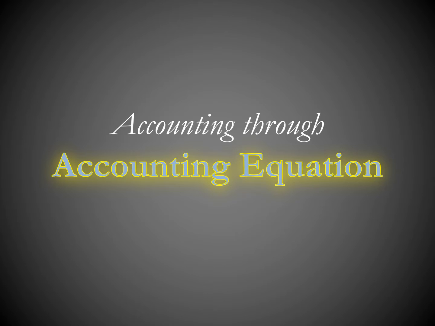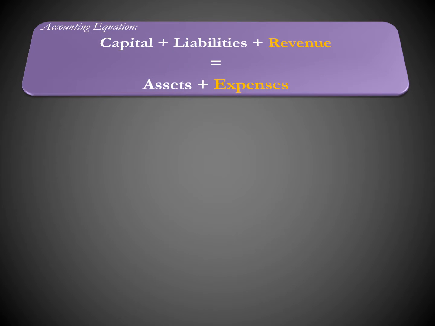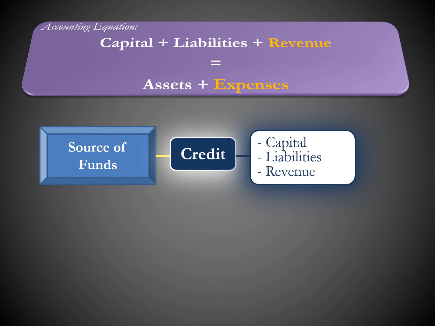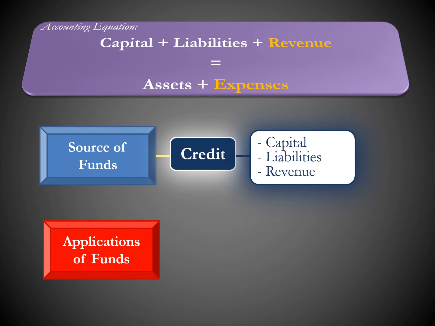Accounting through accounting equation. For this purpose, we need to take expanded form of accounting equation, that is capital plus liabilities plus revenue equal to assets plus expenses. Sources of funds have a natural credit balance. That means sources of funds will have a credit balance. Capital will have a credit balance, liabilities will have a credit balance, revenue will have a credit balance. These are their natural balances.